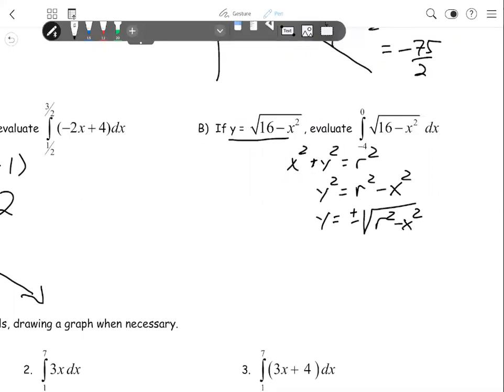And so this is the positive half of the semicircle. If you have the plus or minus, it would be the whole circle. My radius is 4.